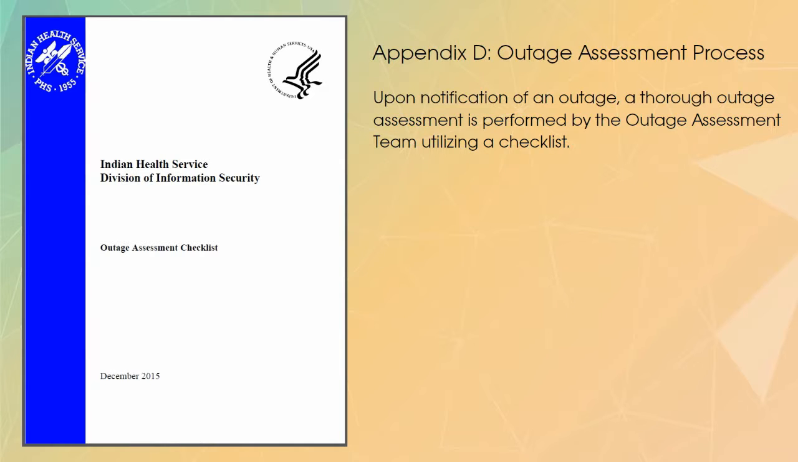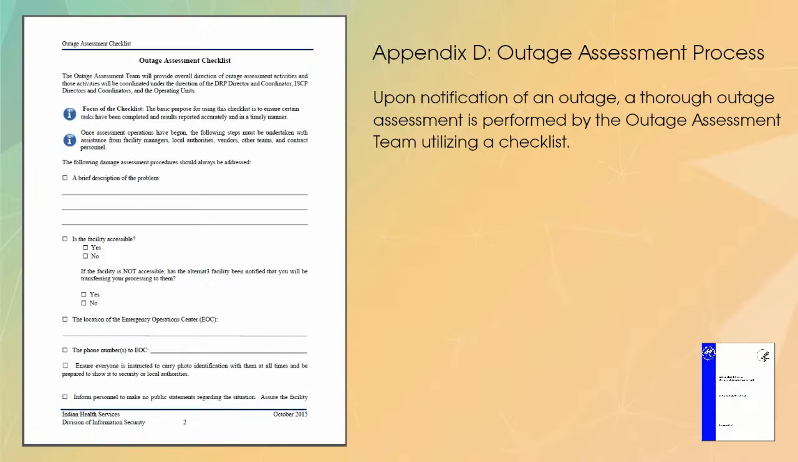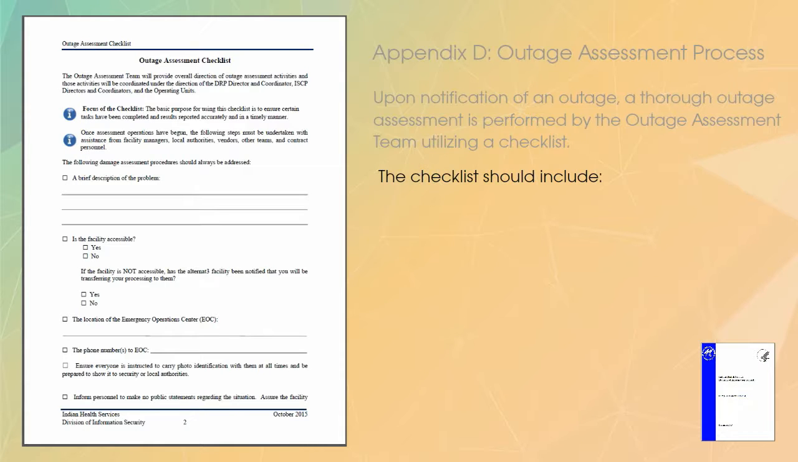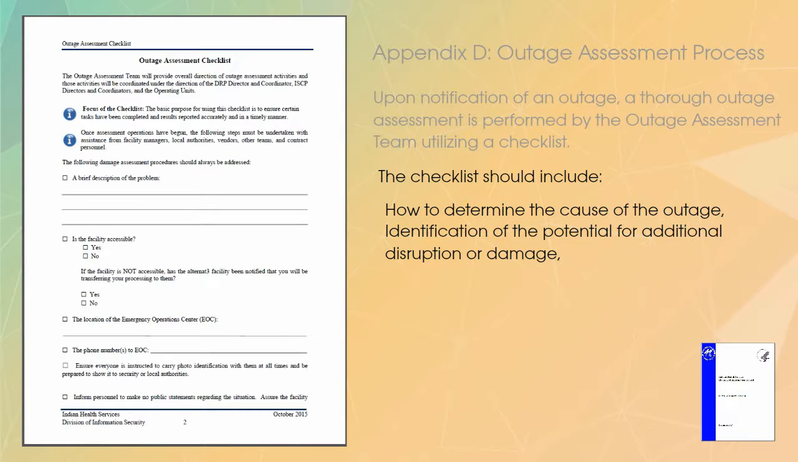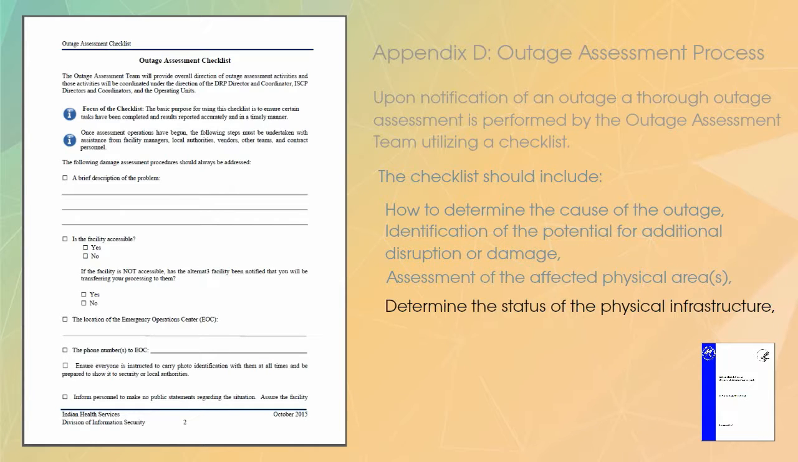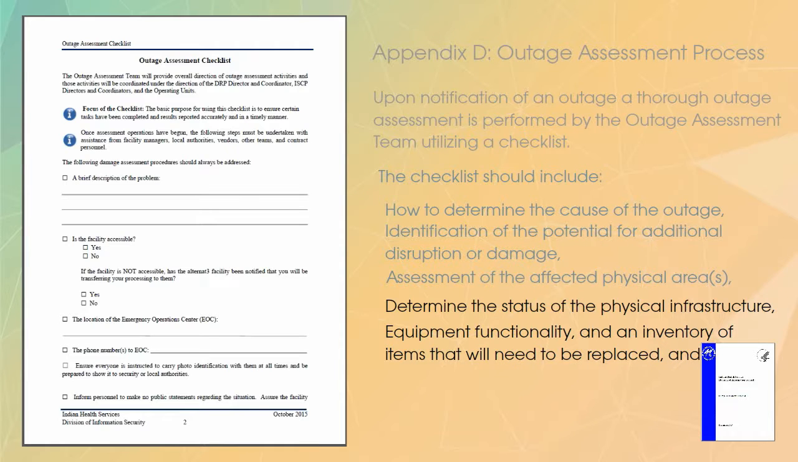Appendix D, Outage Assessment Process. Upon notification of an outage, a thorough outage assessment is performed by the outage assessment team utilizing a checklist. The checklist should include how to determine the cause of the outage, identification of the potential for additional disruption or damage, assessment of the affected physical areas, determine the status of the physical infrastructure, equipment functionality and an inventory of items that will need to be replaced, and the estimated time to restore service to normal operations.